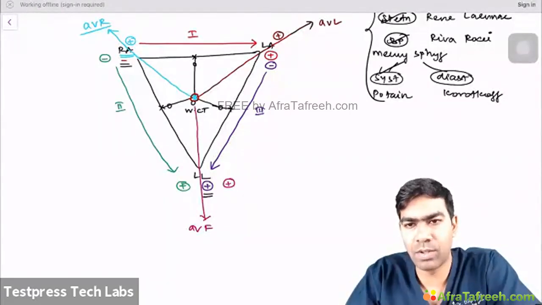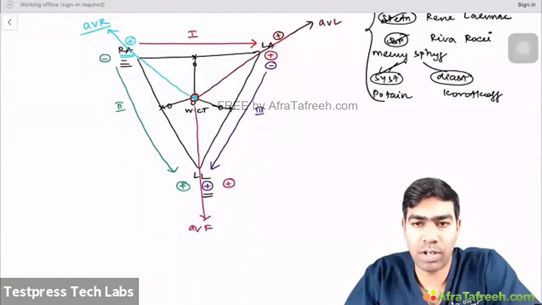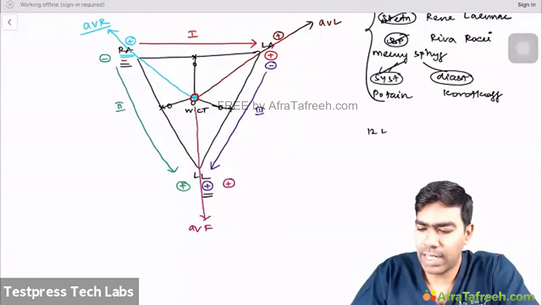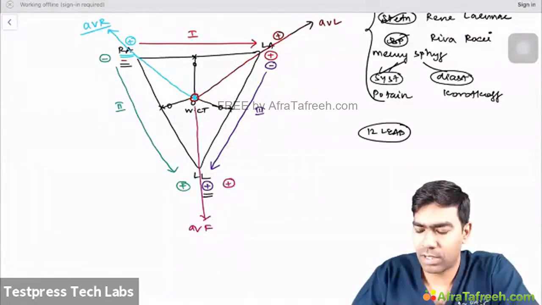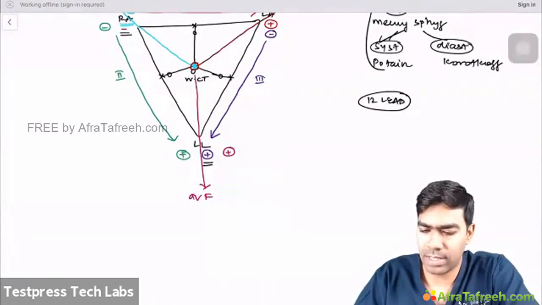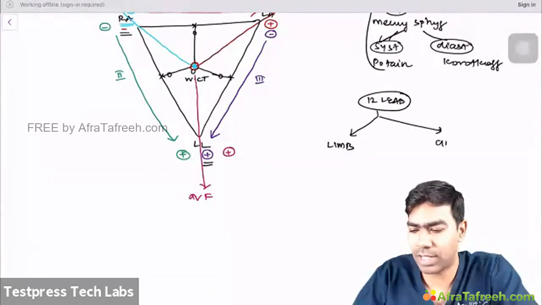So the idea is to know that this is something called Einthoven's triangle, and there is something called the Wilson central terminus, and you have bipolar leads and unipolar leads. Basically, as far as the 12 lead ECG system is concerned, you're going to have 2 types of leads. The first type is the limb lead, and the second type is the chest lead.